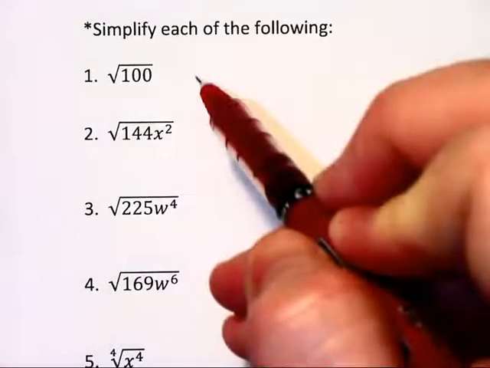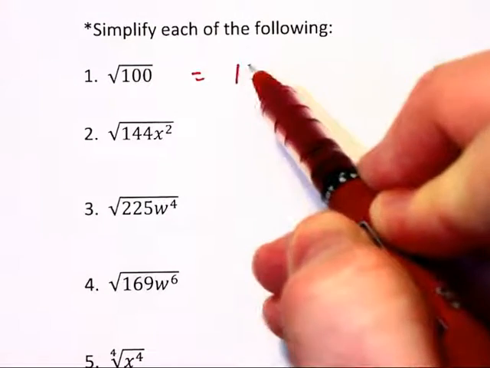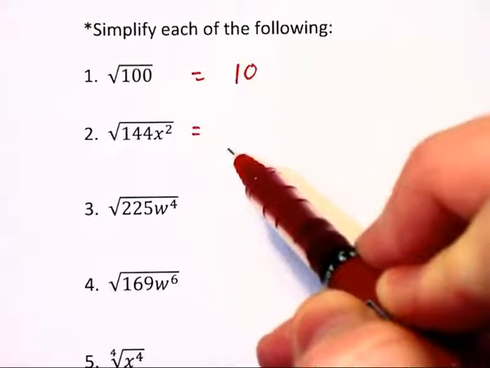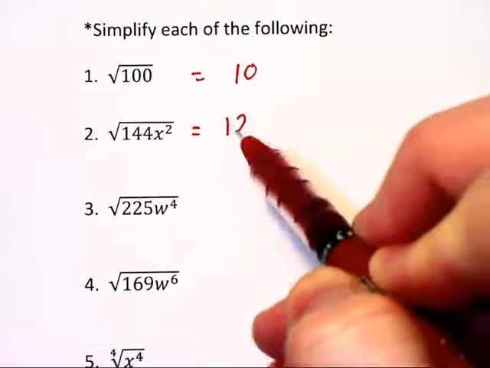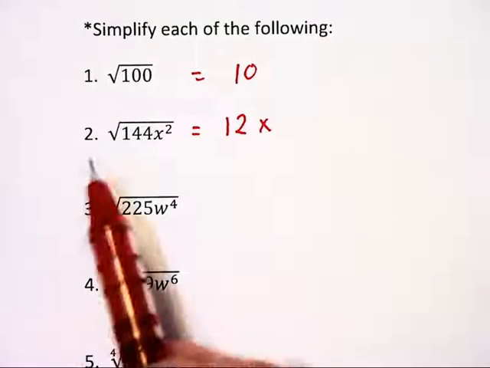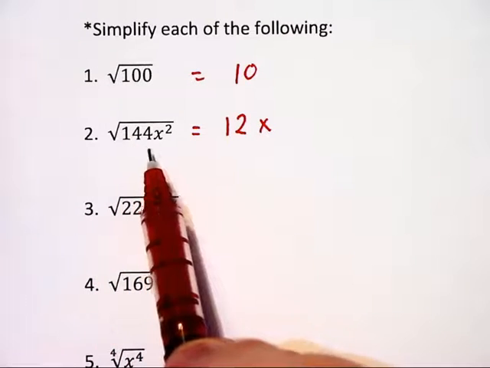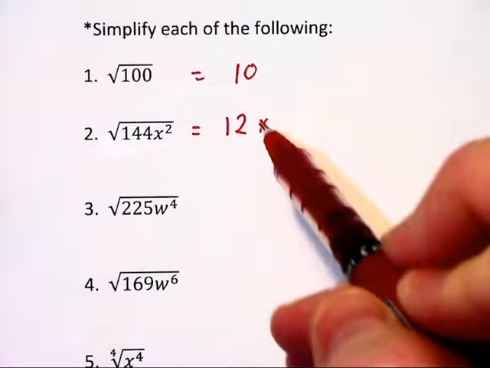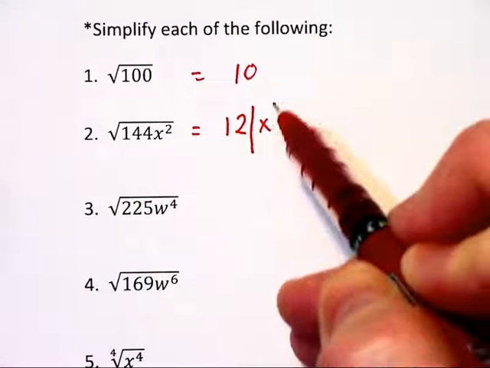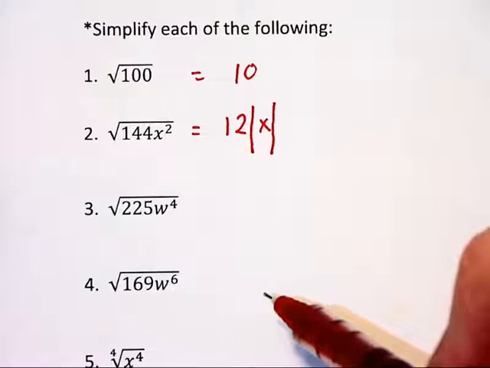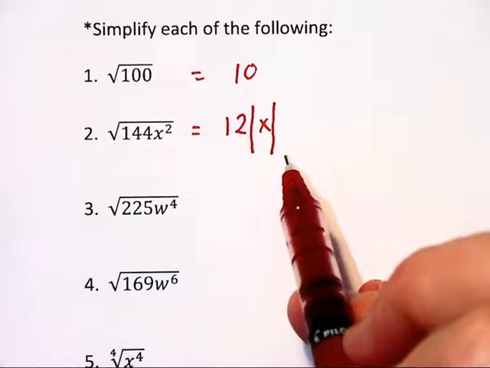What's the square root of 100? Answer, 10. What's the square root of 144x squared? Well, you want to say 12x, but you don't know whether x is positive or not, so we have to force the absolute values around that x so that our answer is positive.